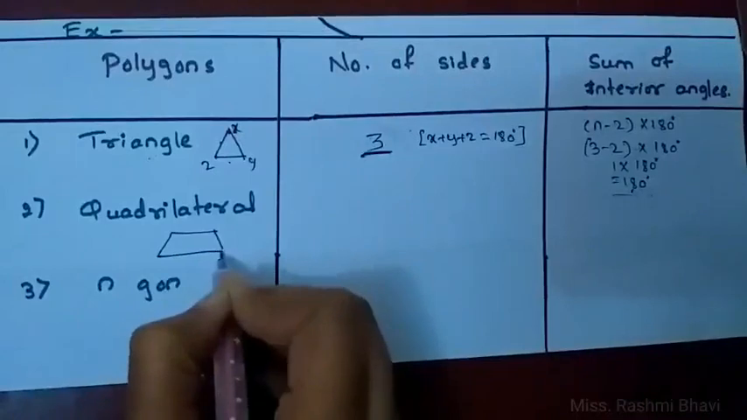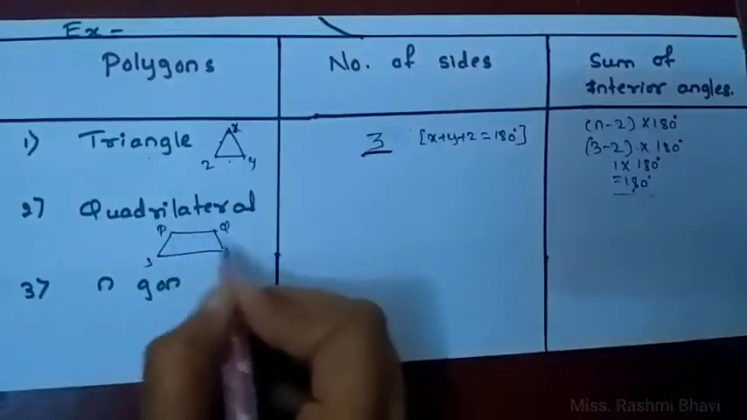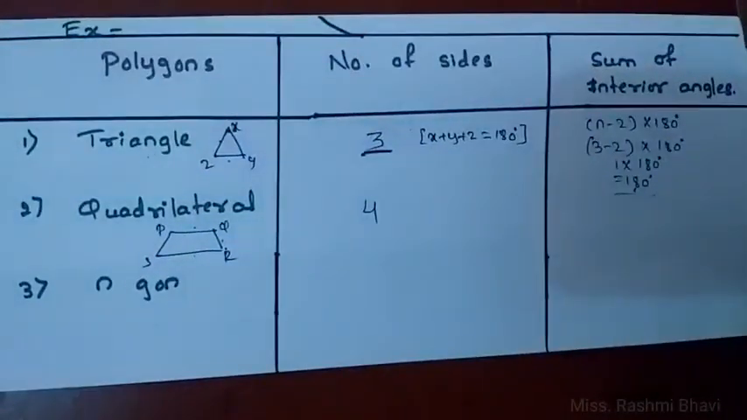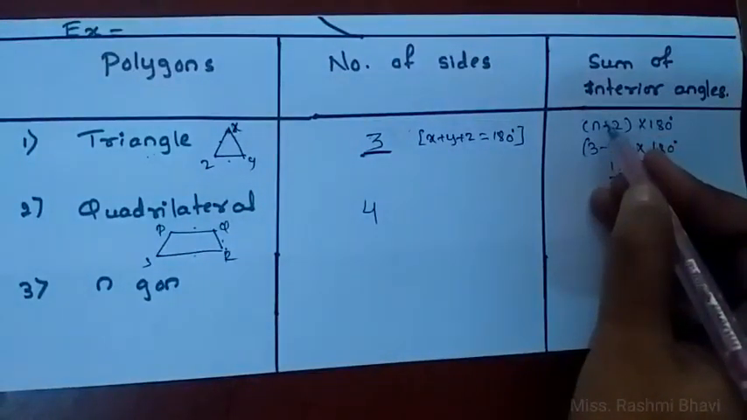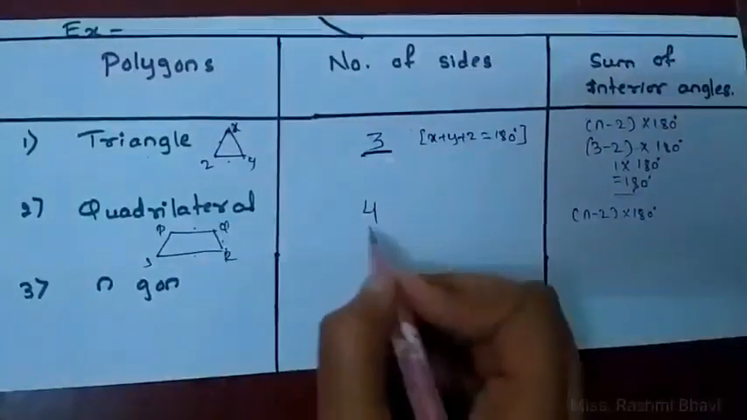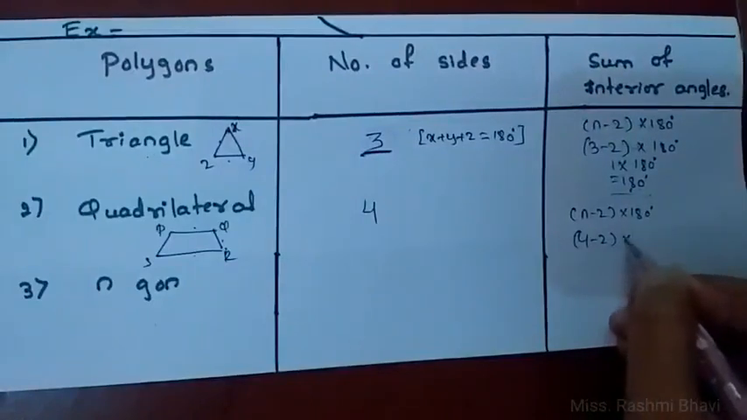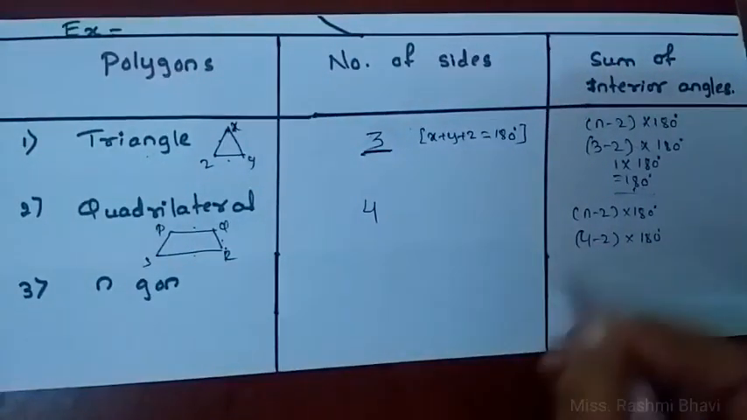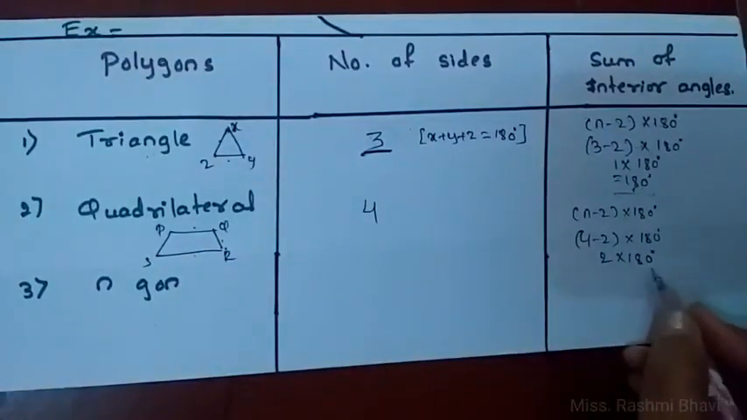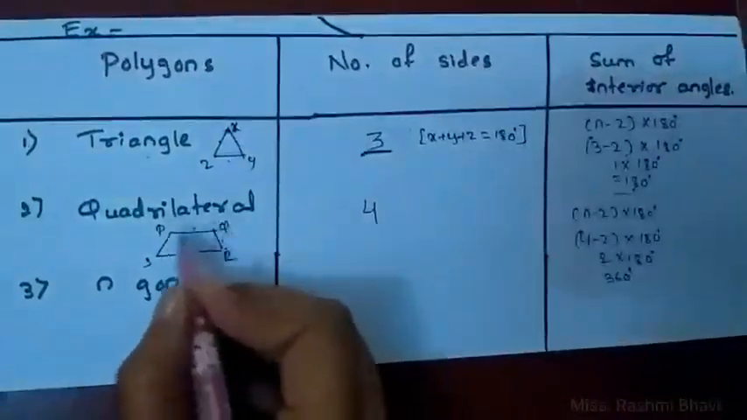This is a quadrilateral. In quadrilateral, how many sides are there? In quadrilateral, 4 sides are there. 1, 2, 3, 4. Number of sides are 4. So our formula of sum of the interior angles of quadrilateral is what formula? N minus 2 into 180 degree. Number of sides, how much is there? 4. So 4 minus 2 into 180 degree. 4 minus 2 is how much here? 2. 2 into 180 degree. So 2 into 180 is how much you get here? 360 degree.